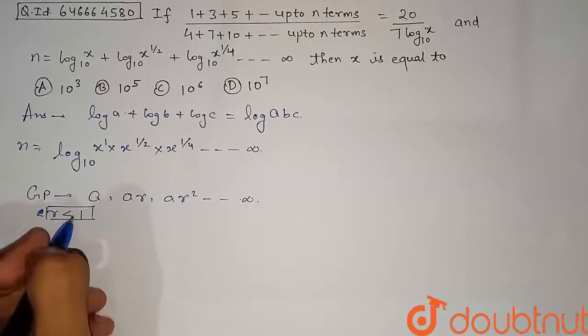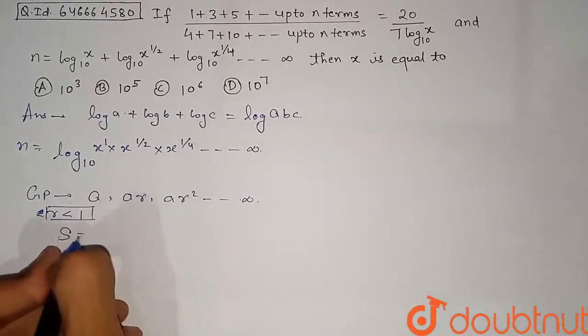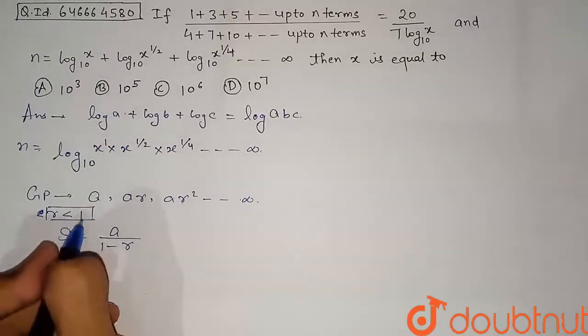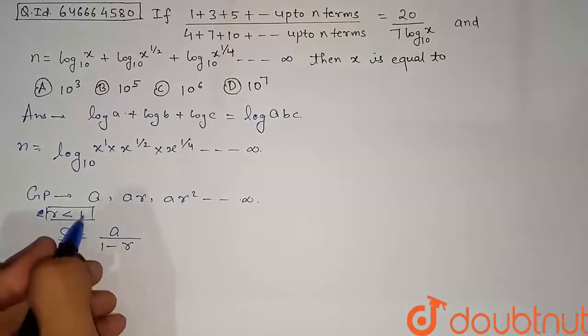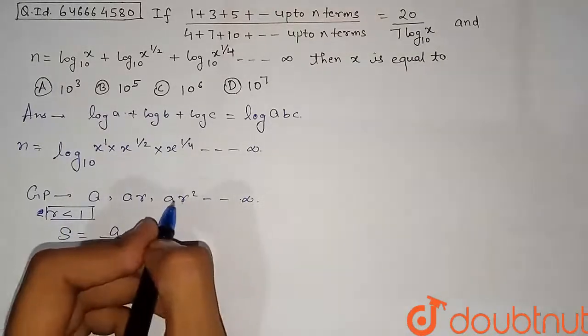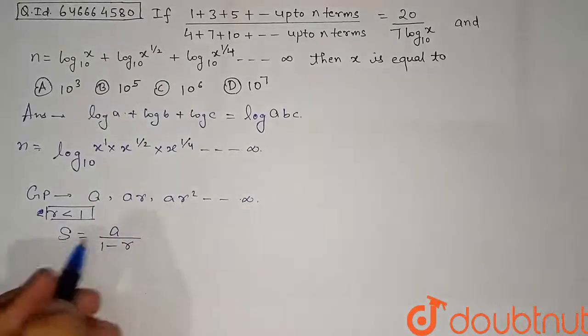So we can write the sum of this GP up to infinite terms as S = a/(1 - r). R must be less than 1, only then can we find the value of infinite terms, because if this is an increasing GP, we cannot find the infinite terms. So this is the condition, and this is the formula.